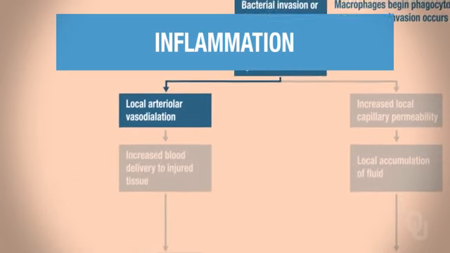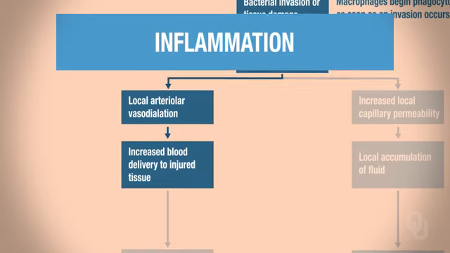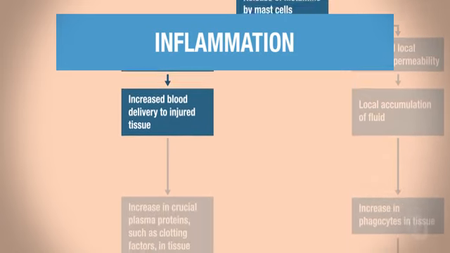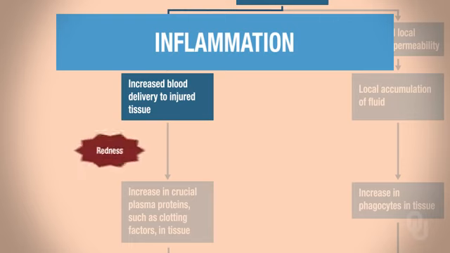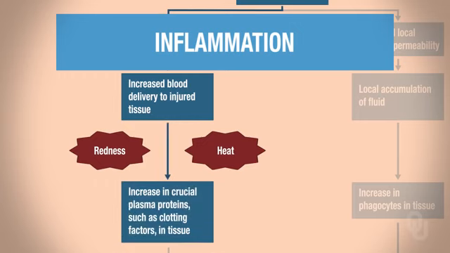So when an arteriole vasodilates, that means you have less resistance, right? And therefore more blood flow to the injured area. So because there's more blood flow to the injured area, that's why it becomes red and that's why it gets hot. So because there's more blood there, that means that you have an increase in certain plasma proteins that may be important in the healing process. So these may be clotting factors, for example, that would prevent you from bleeding out.